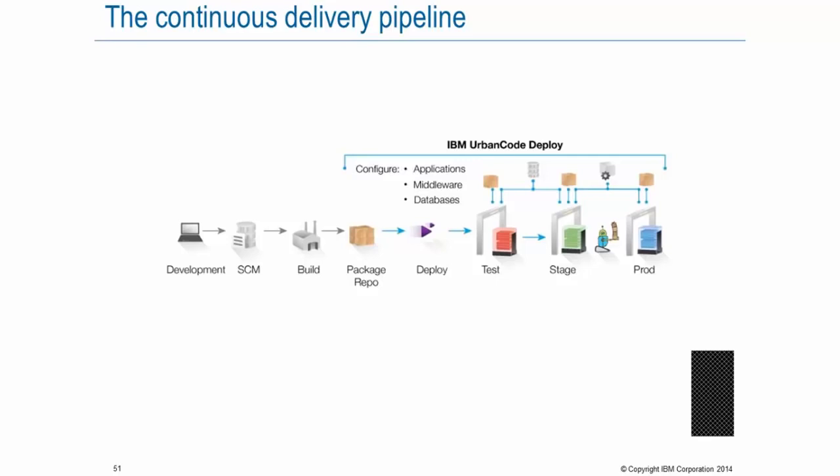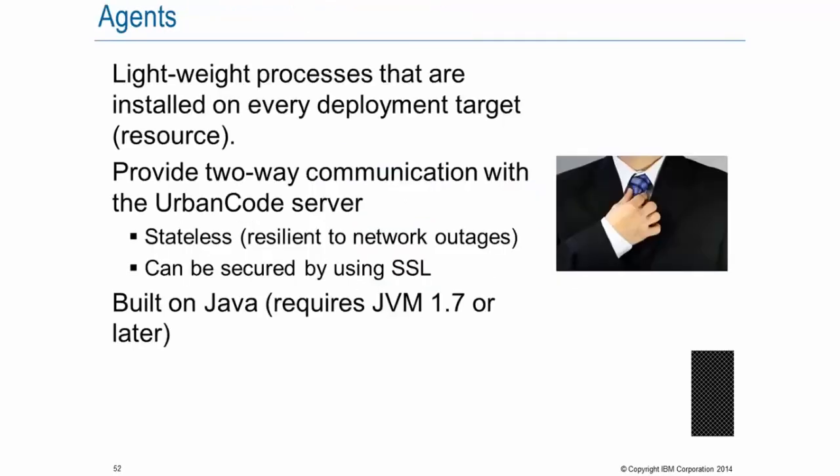And the next couple of slides just talk about the agent and how the agent works, because questions should come on that. The agent's a lightweight process that gets installed in the target. There's two-way communications. It's stateless, and it's usually installed by default as SSL. So you can install it not, but I would recommend that you do SSL. And then it's built on top of Java, and you've got to have the JVM version 1.7 or greater.